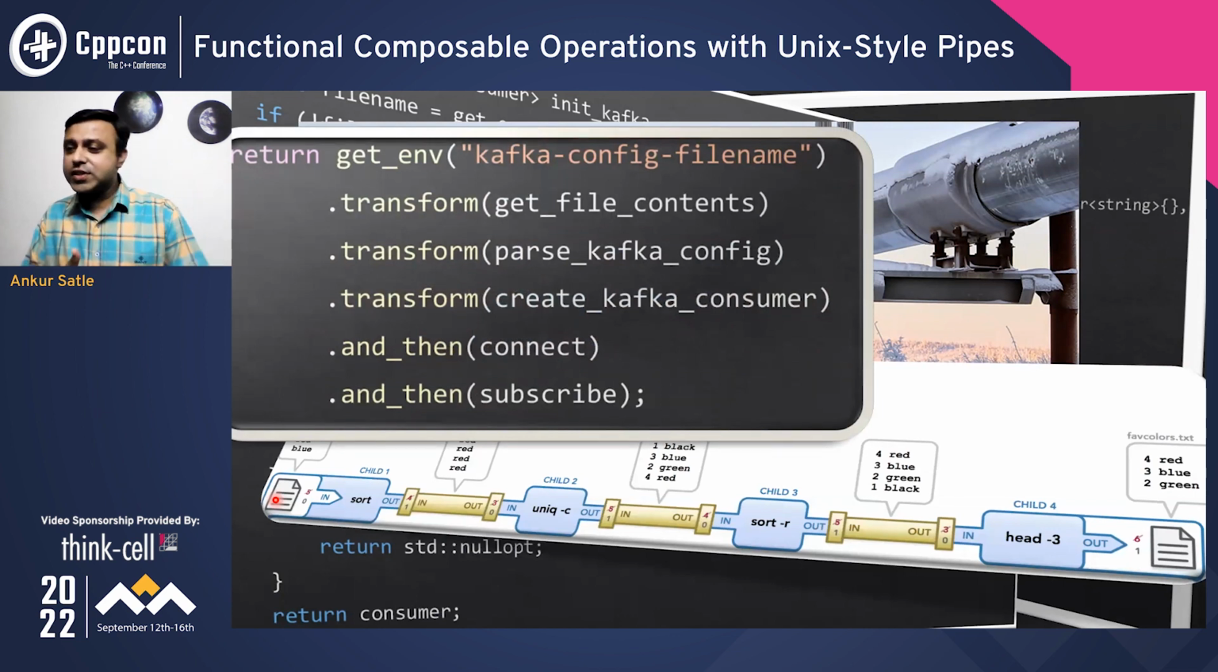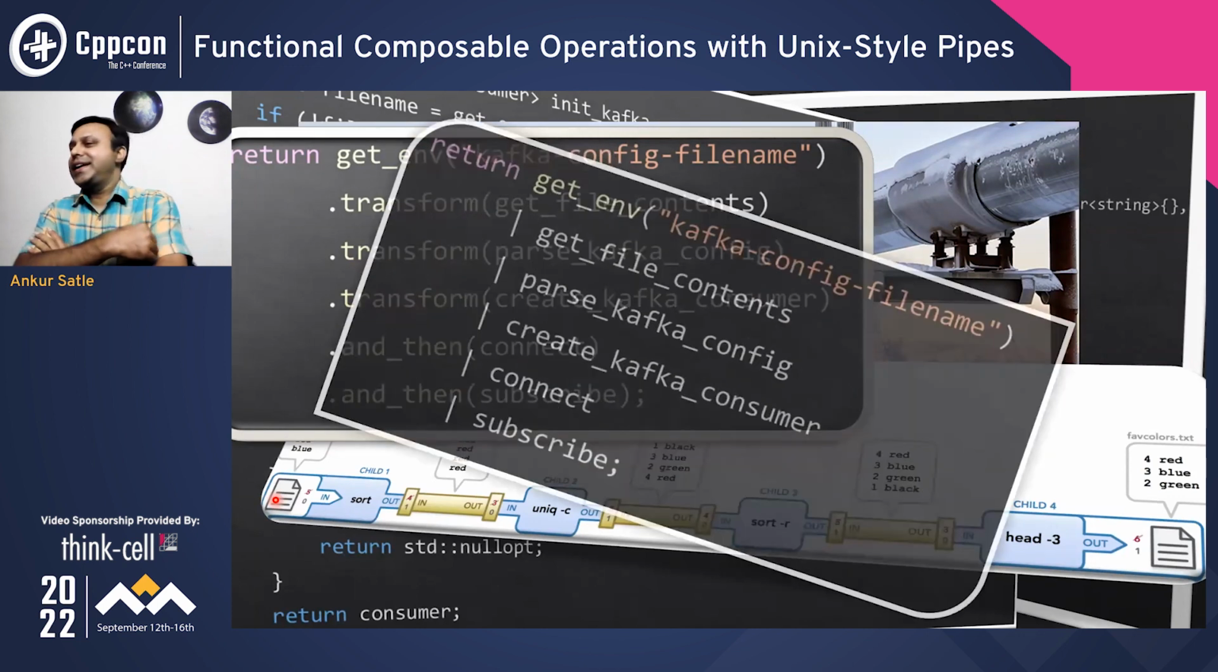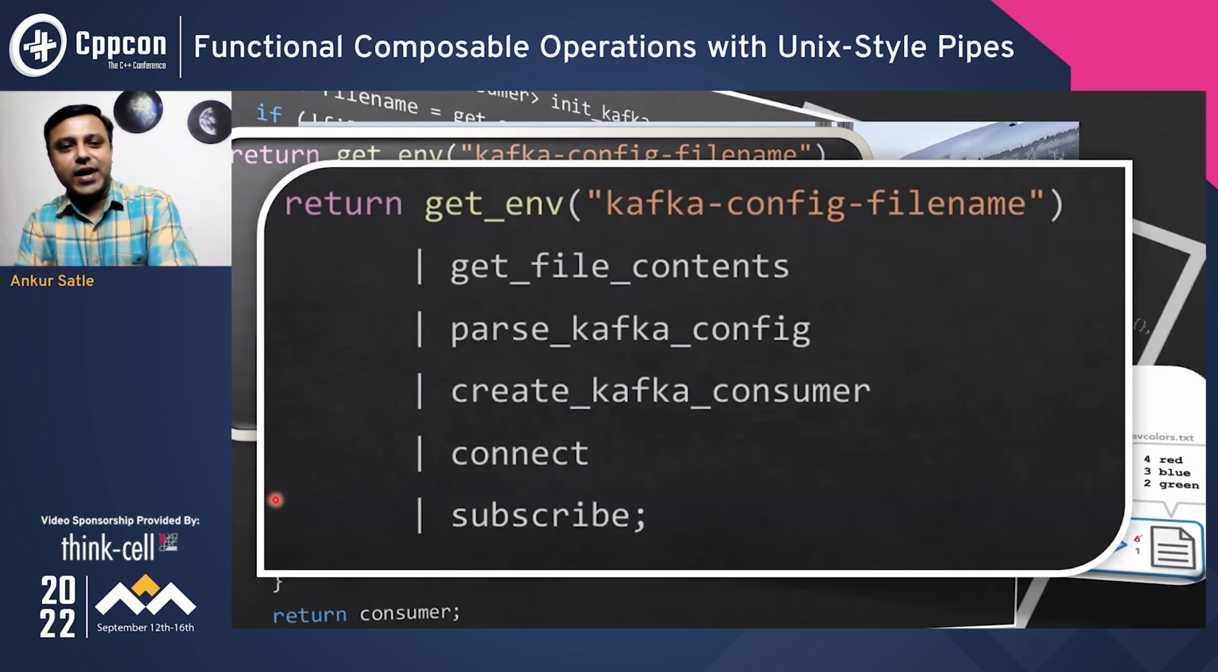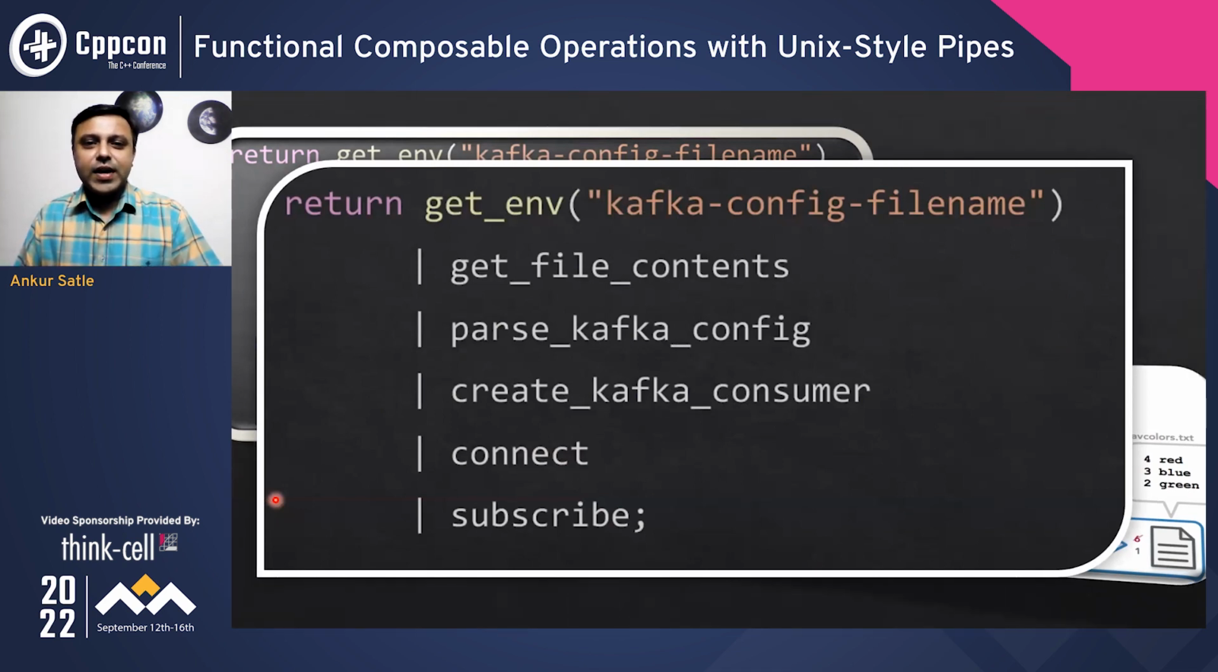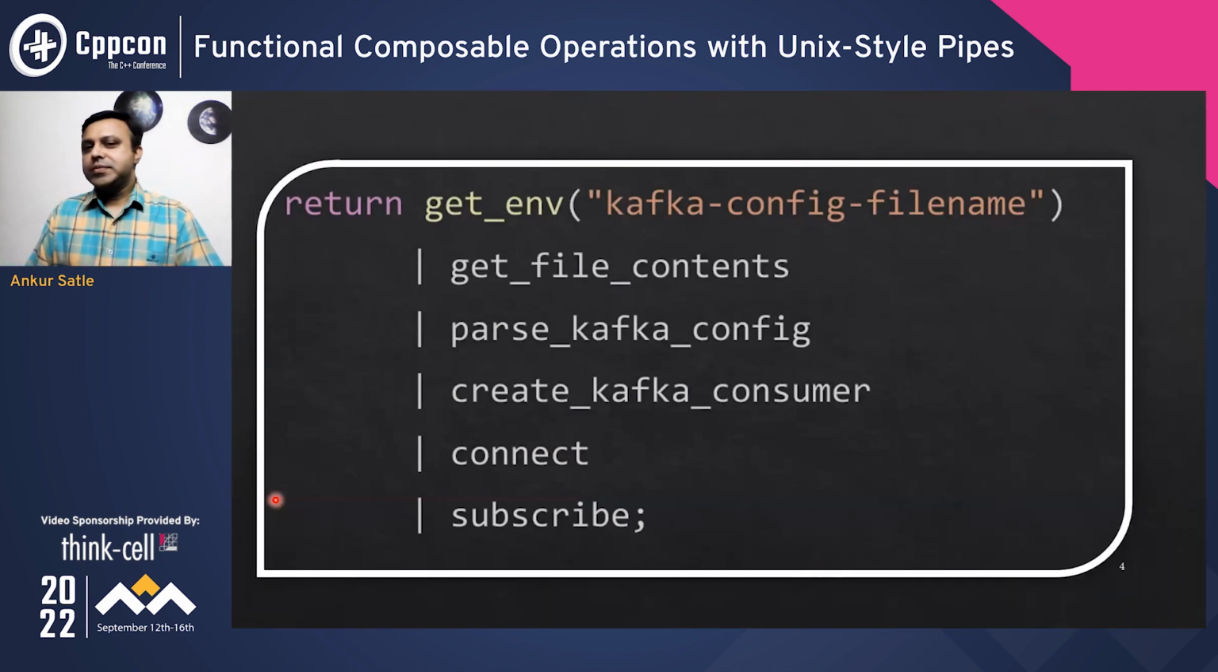C++23, like this on your screen, is going to come up with a monadic interface for std::optional, which really helps you do almost what the Unix command line says. But I don't like that. I would love to have something like this. Truly piped operations into each other. So let's see how we can make this happen.